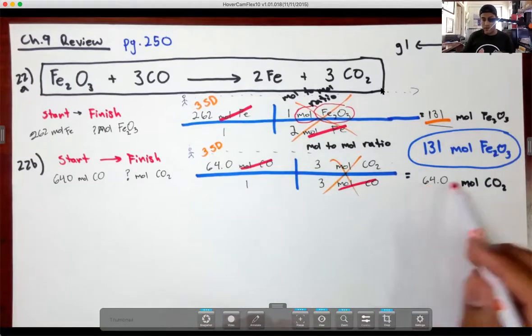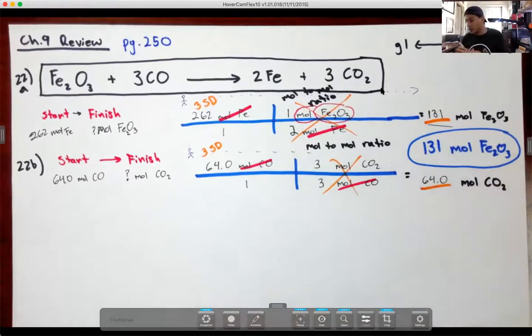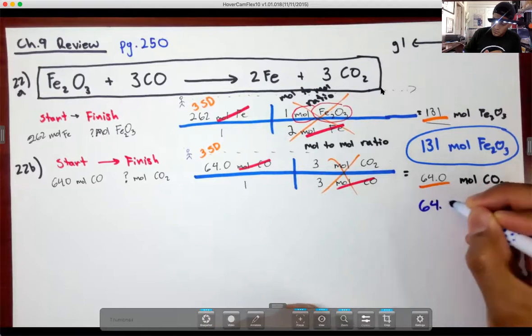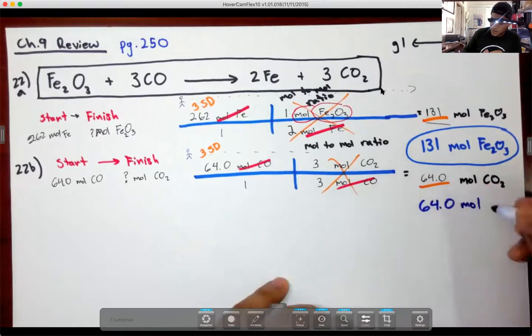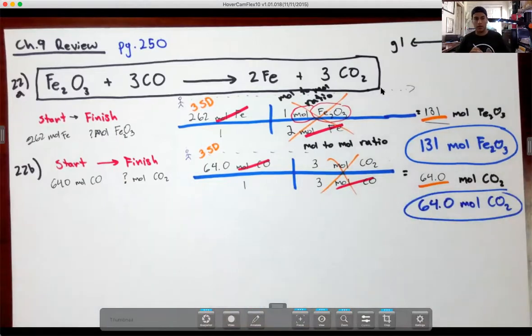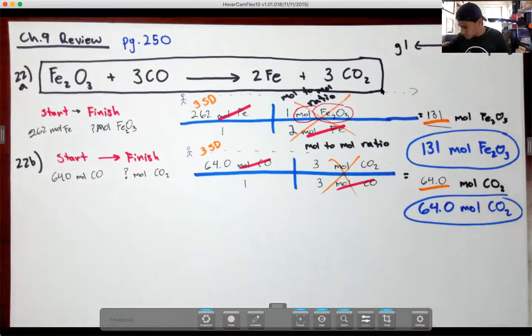So how many significant digits can I have in my answer? 3. So what's my final answer? 64.0 moles of carbon dioxide, 64.0 moles CO2. Okay, that is 22B.